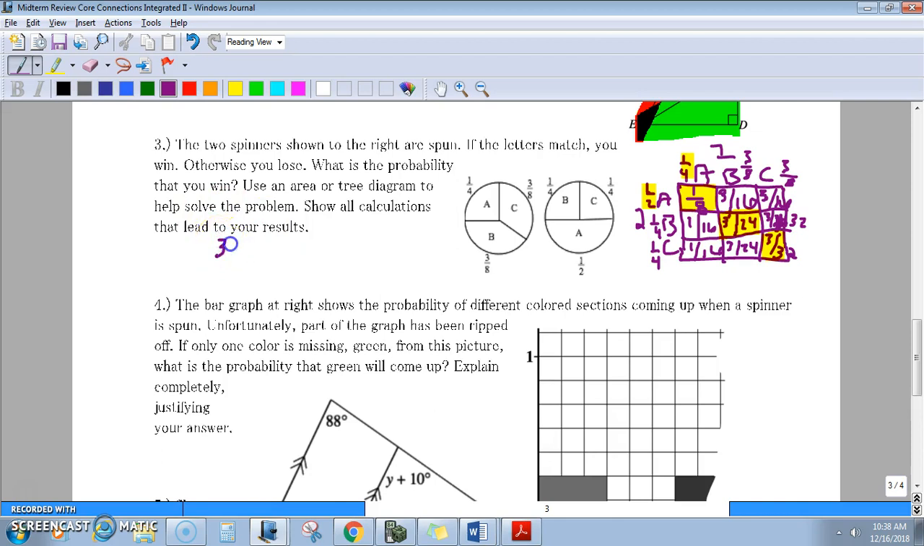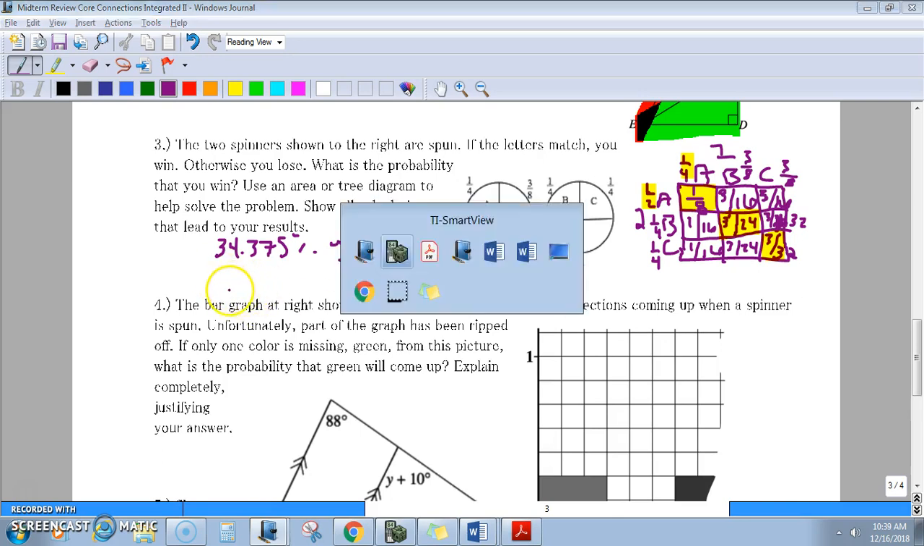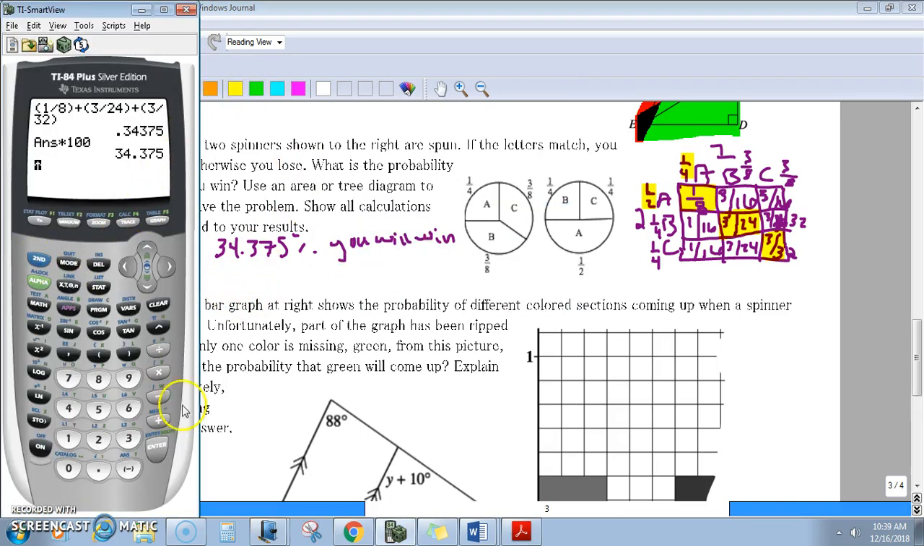34.375% that you are going to win. 34.375%. You will win. Okay, but let's go turn that back into a fraction too so we can practice this.